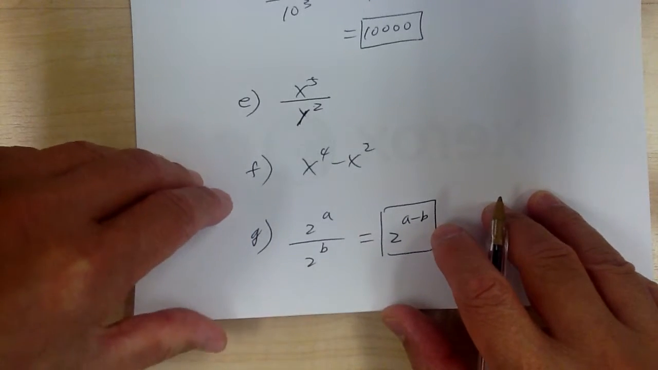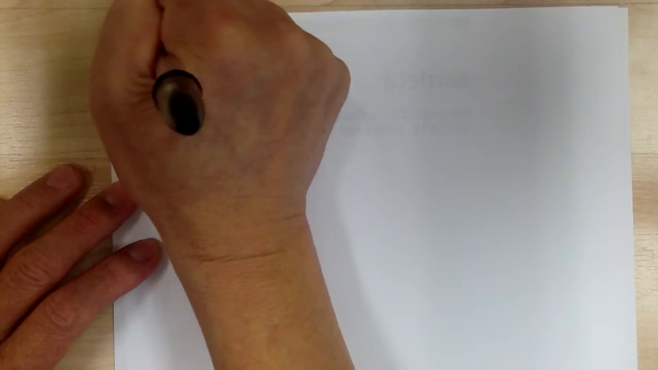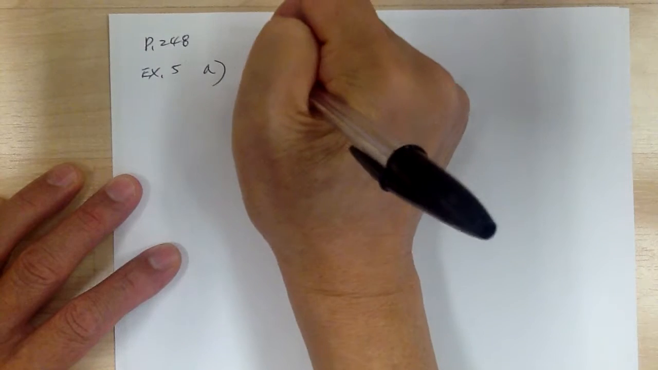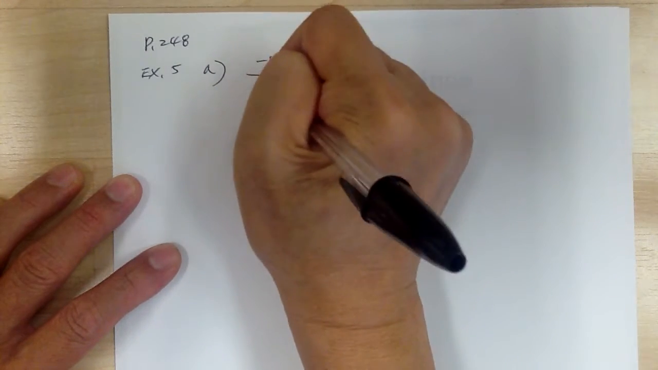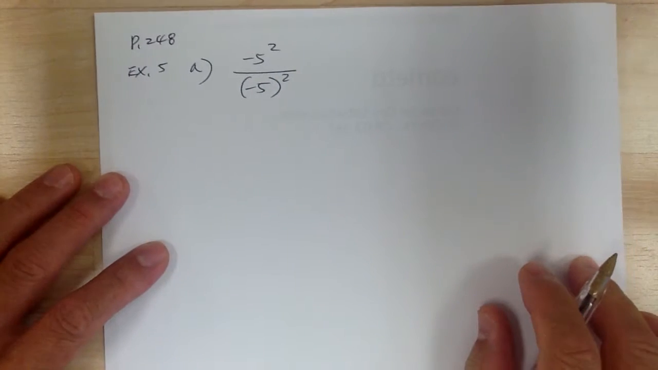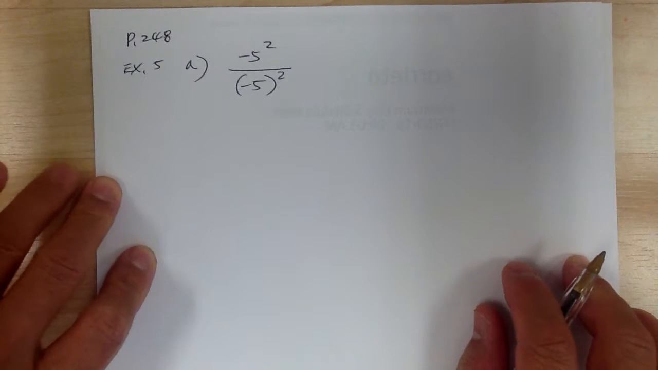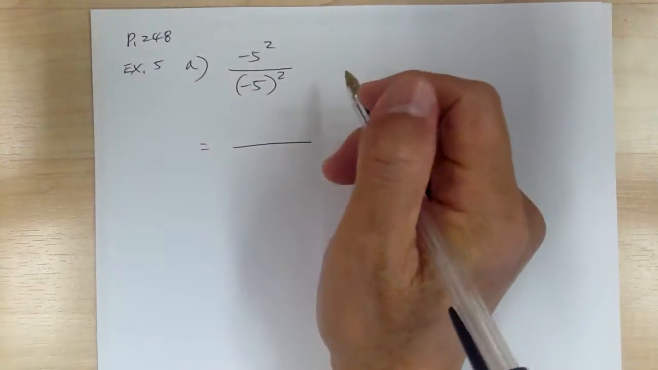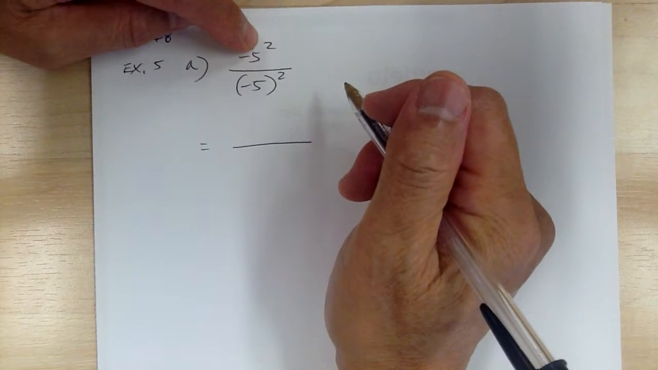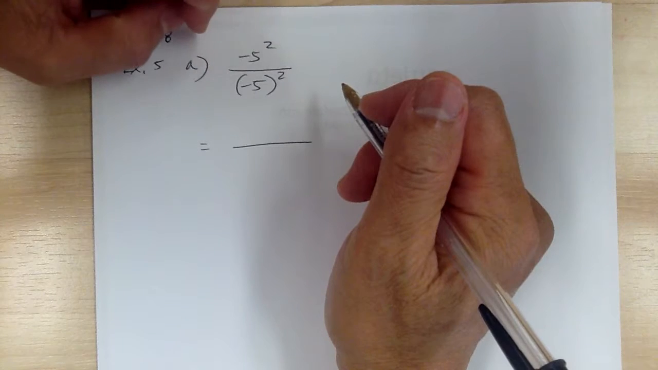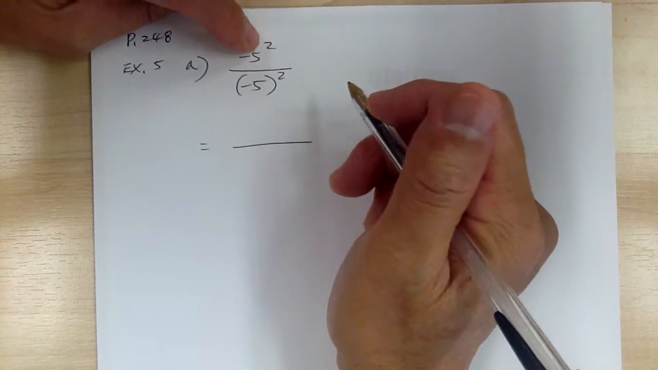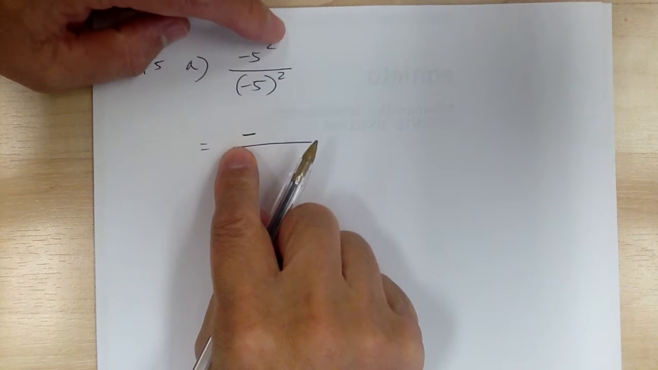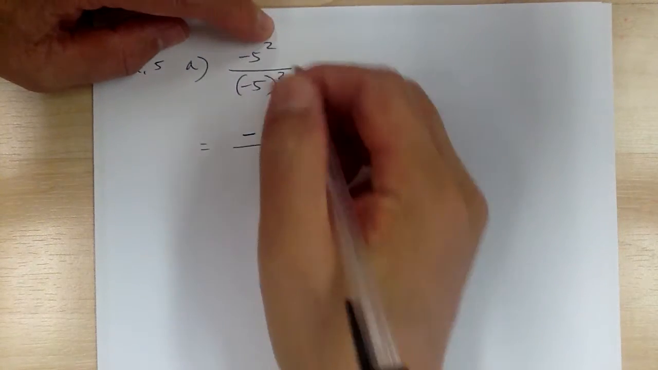Now let's go to example 5. 5a, you have negative 5 squared over negative 5 in parentheses squared. So you have to pay very close attention to this. Okay, so you need to remember that the exponent is for what is immediately before it, right? So in this case, the square is only for the 5, not for the negative. So make sure you pay close attention. So this is only for the 5. So negative stays the negative. The 2 is only for the 5. So 5 gets squared, so it's 25.